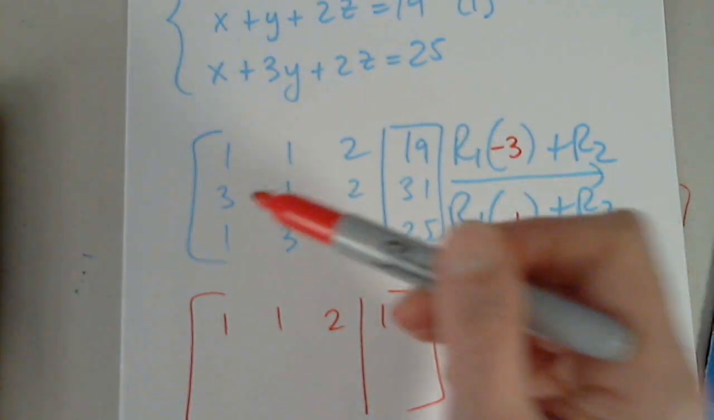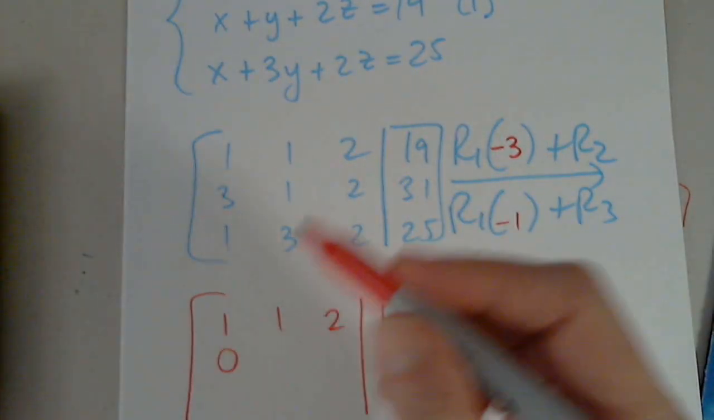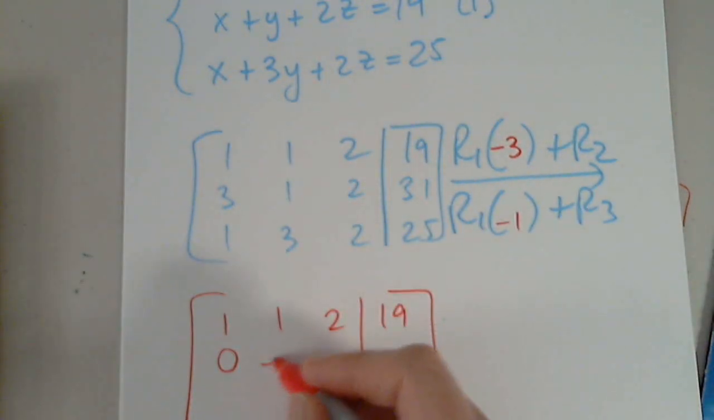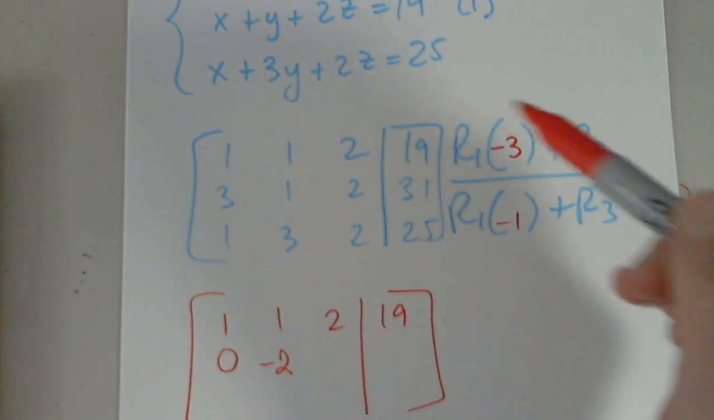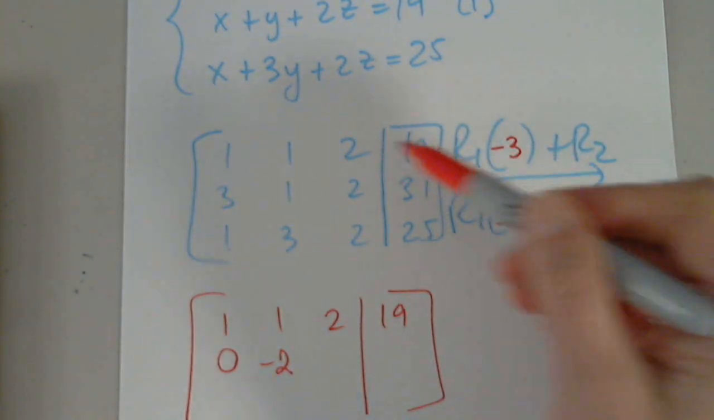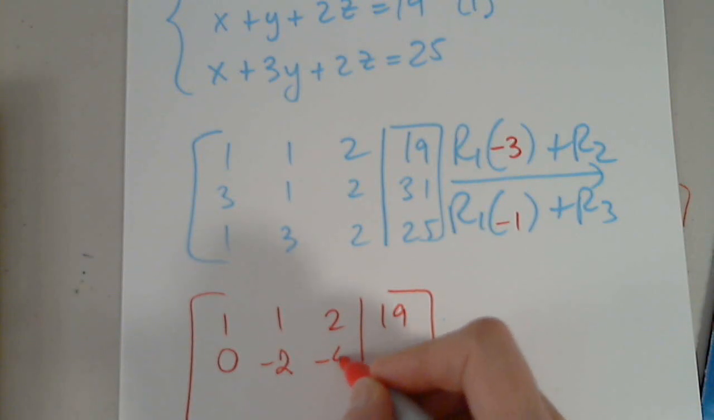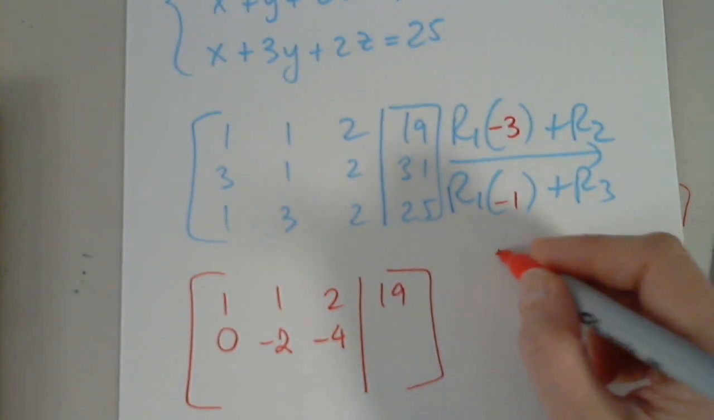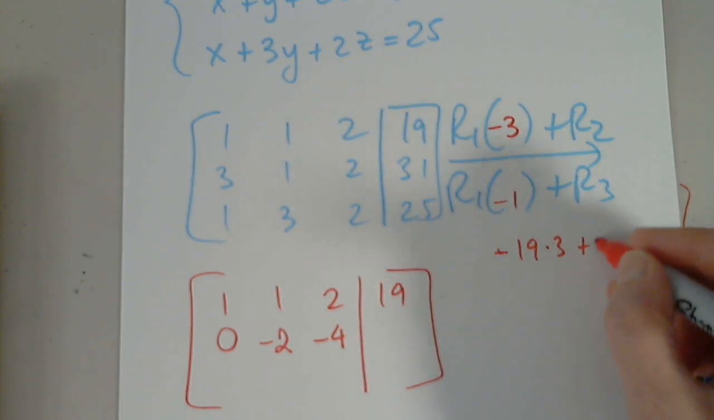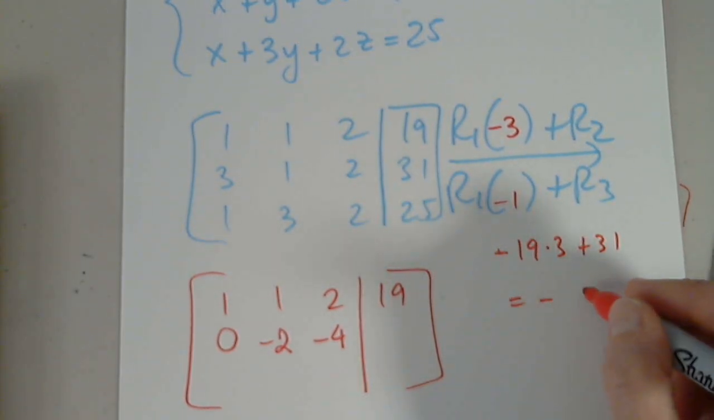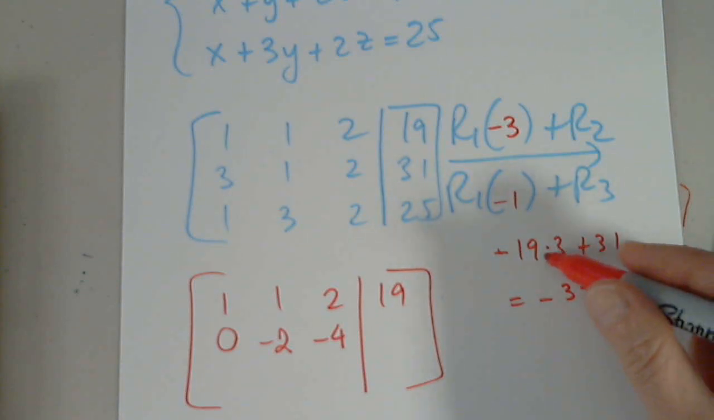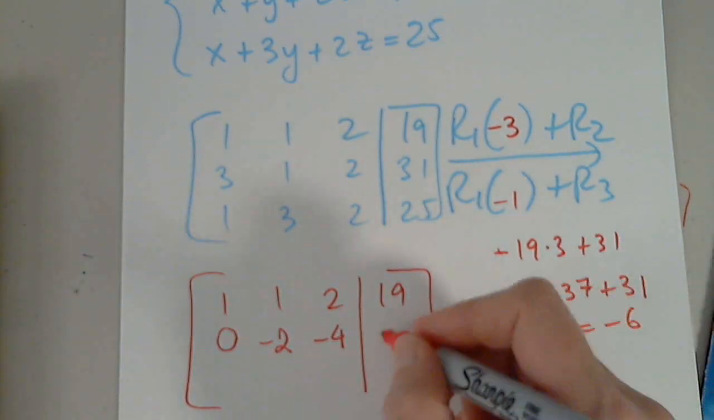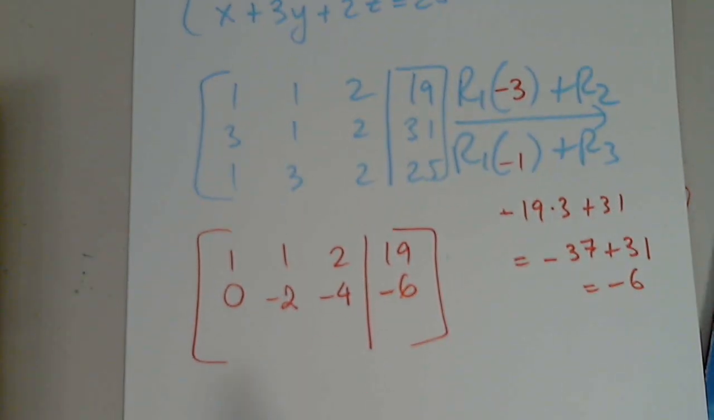1 times -3 plus 3. 1 times -3 plus 1. 2 times -3, -6 plus 2. 19 times -3, -19 times 3 plus 31. How much is that? So plus 31, -6. Nice.